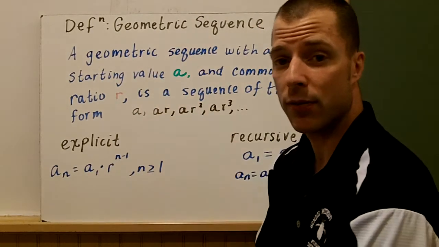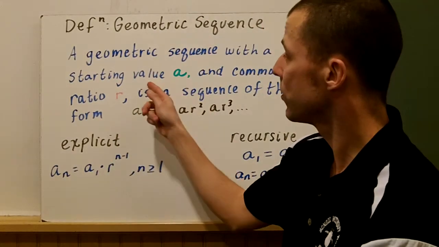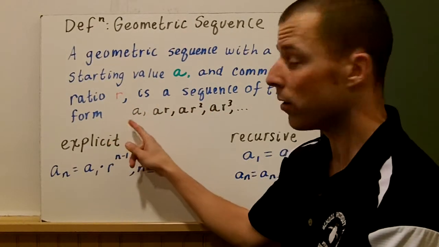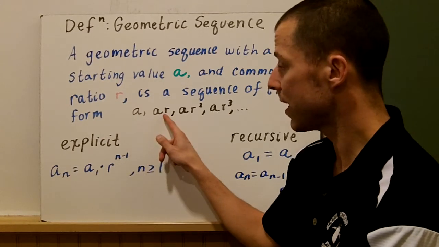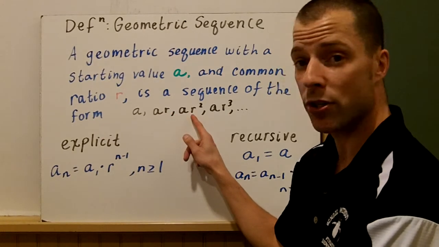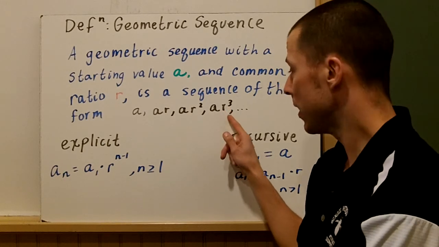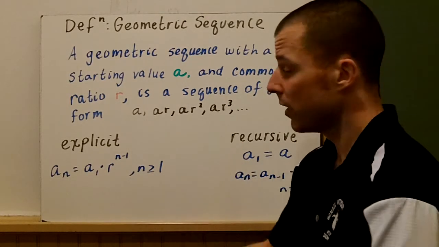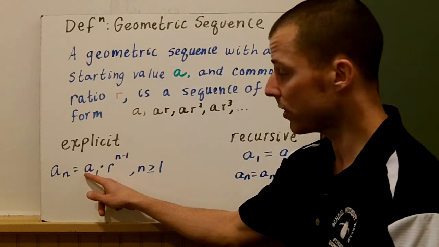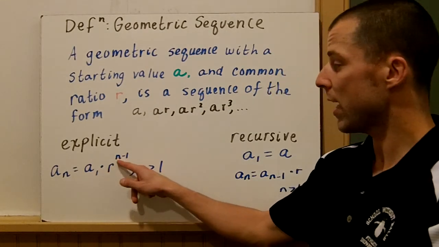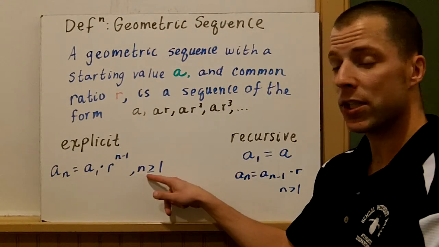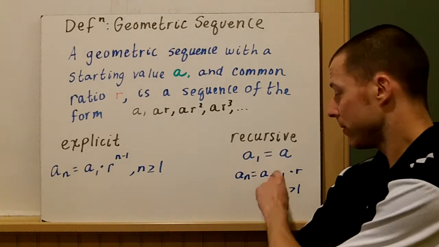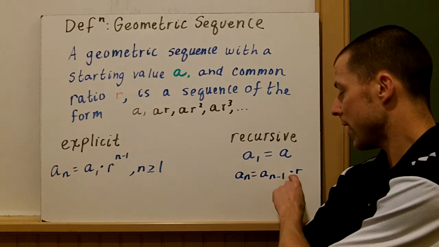So what is a geometric sequence? A geometric sequence with starting value A and common ratio R is a sequence of the form A, the first term, comma, A times R, comma, A times R squared, comma, A times R cubed, and so on and so forth. The two rules that we have are explicit and recursive. Explicitly, we take A sub 1 times R to the n minus 1, and n has to be greater than or equal to 1. Recursively, we still define the first term, and we also say the previous term times R.